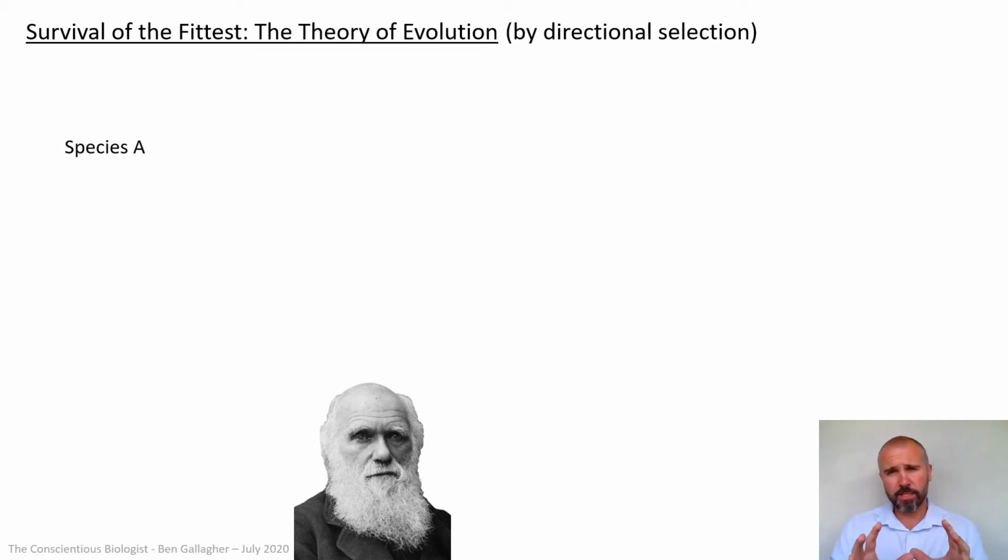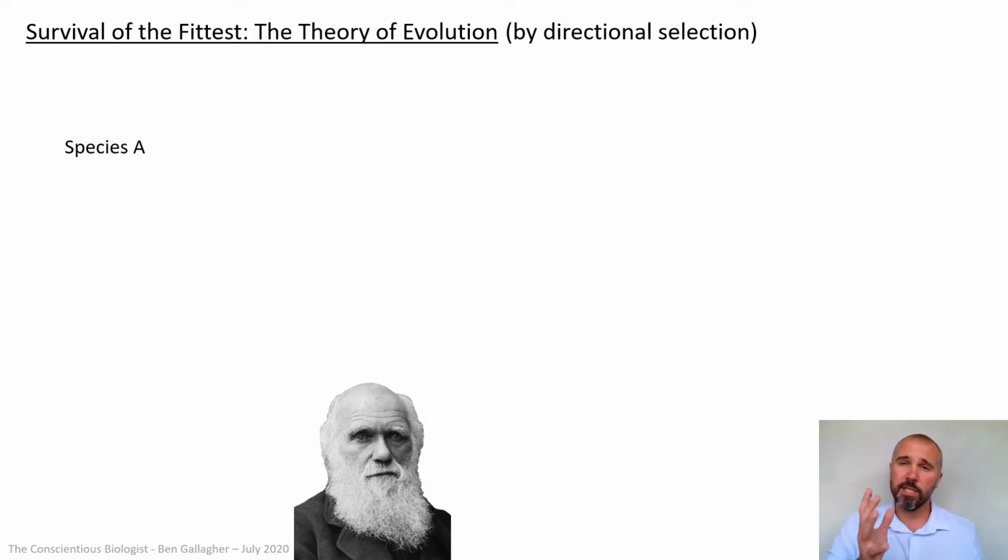So if we start off with an original species A, it doesn't matter what it is, because this theory applies to all organisms. But if we've got an organism and it's alive, it must be well evolved. It must have excellent adaptations to the selective pressures that it lives under. If it didn't, it would have died out. It would have gone extinct. So we know species A is successful because it exists.